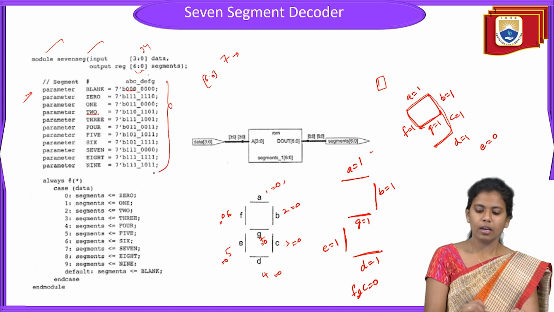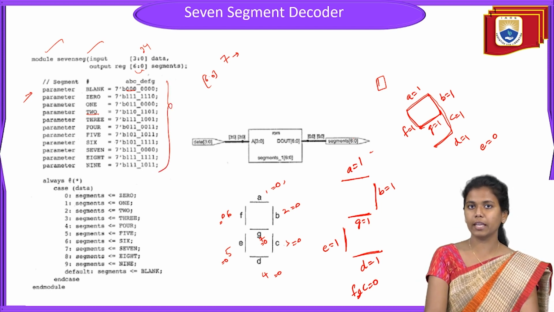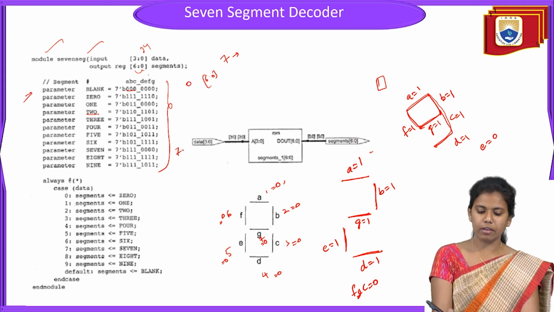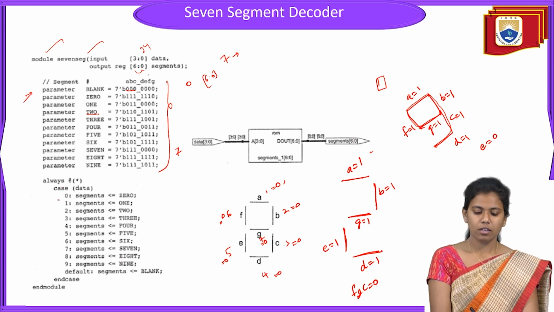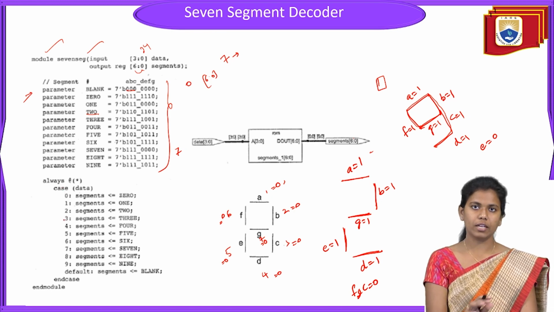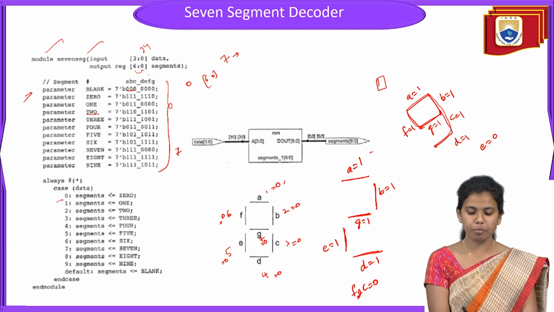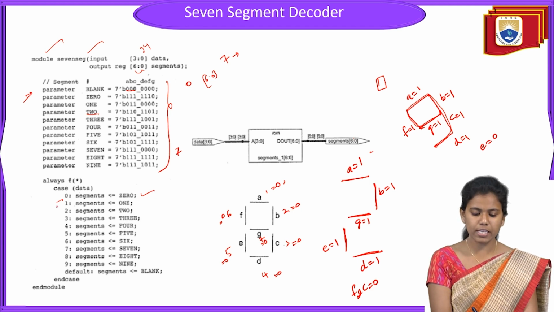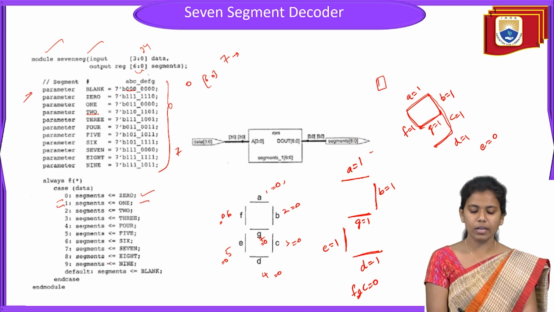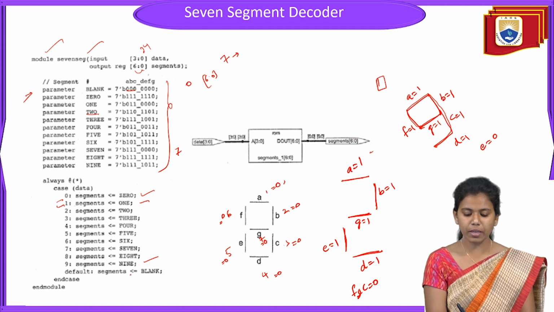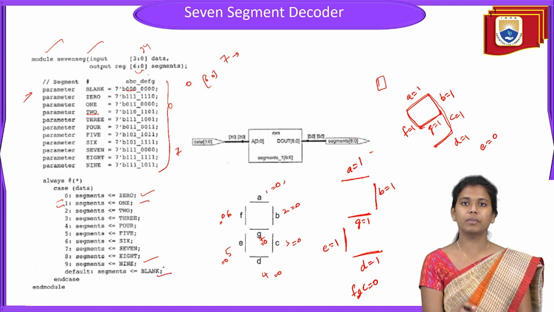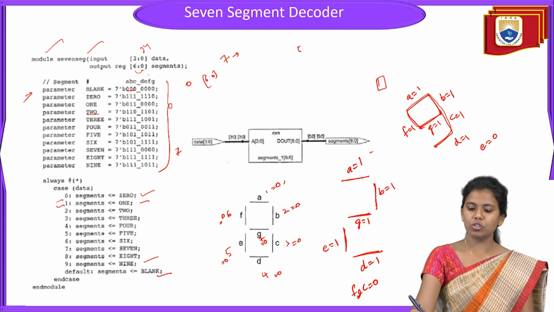So this is how the displaying part, the enabling and disabling of the segments, goes on as per the numbers from 0 to 7. And here we are considering the case and the endcase. If it is case 0, segment less than or equal to 0. If it is case 1, segment less than or equal to 1. And for segment 9, the case says segment less than or equal to 9. By default, segment less than or equal to blank. Why? Because we have considered blank as well.